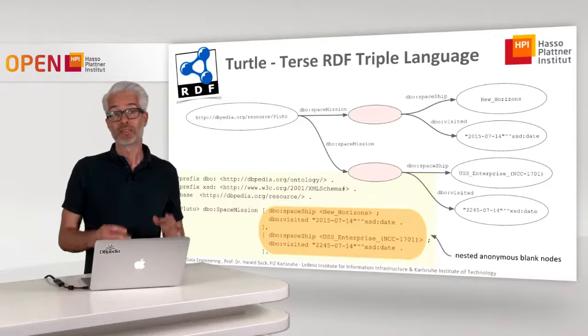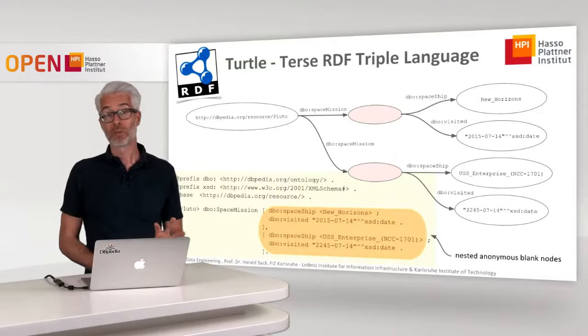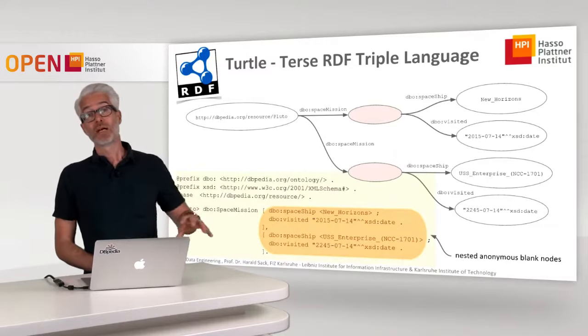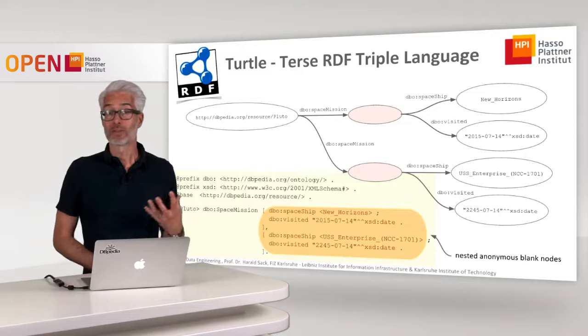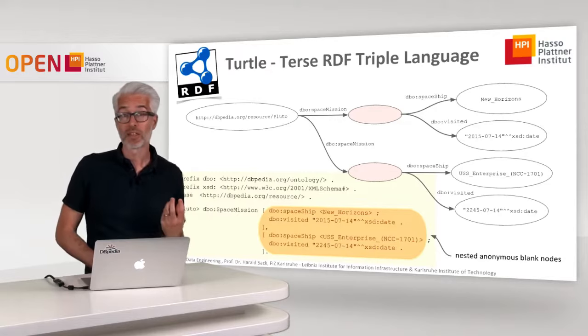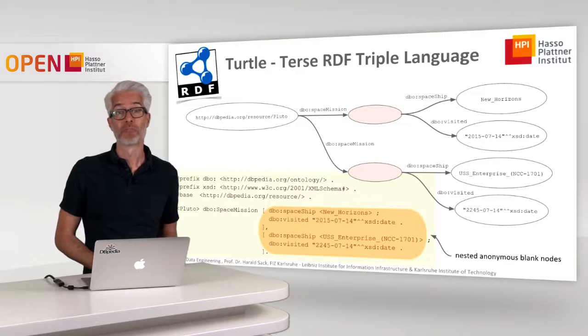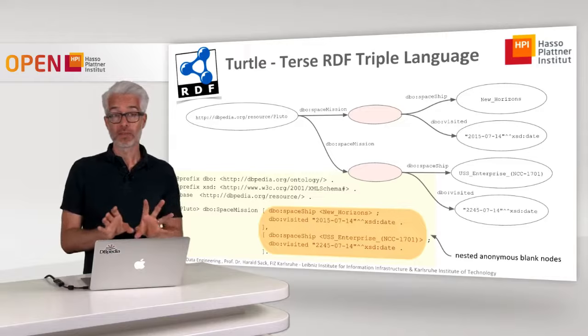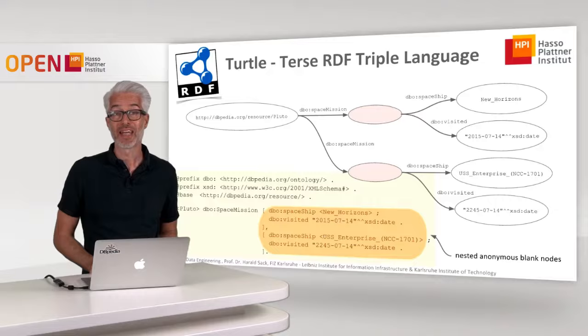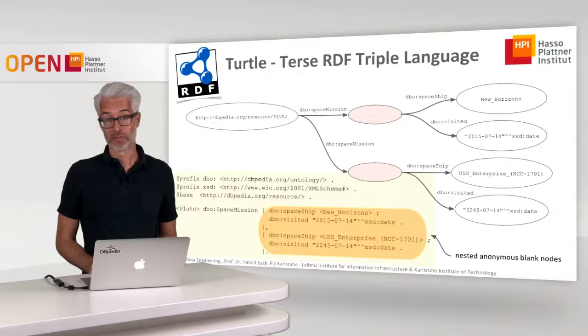So you see here, Turtle gives you a way also to write, or to use, a rather concise representation of exactly this more or less complicated graph. So this is the use of blank nodes and how they are used in RDF.